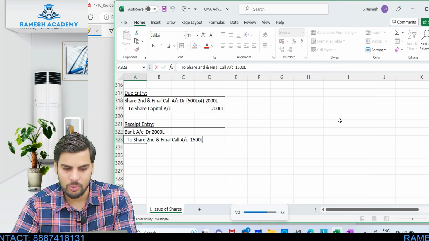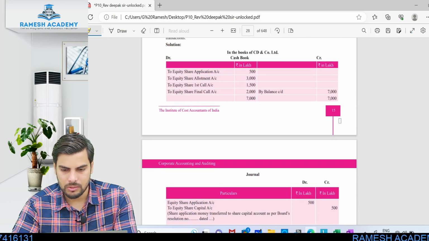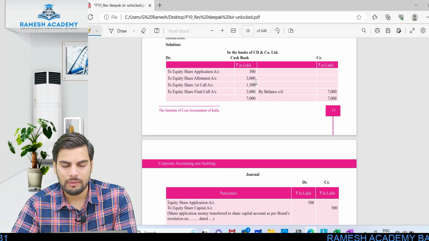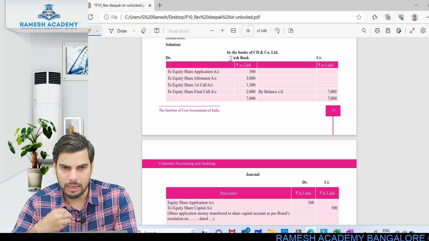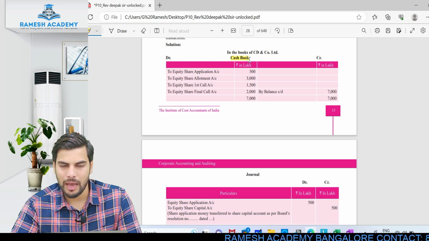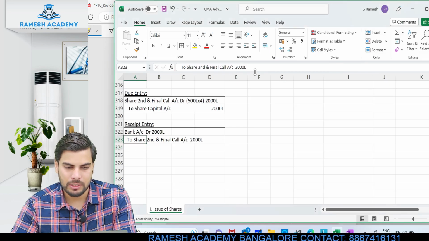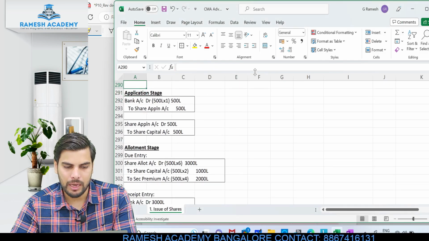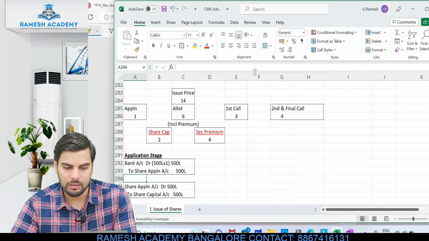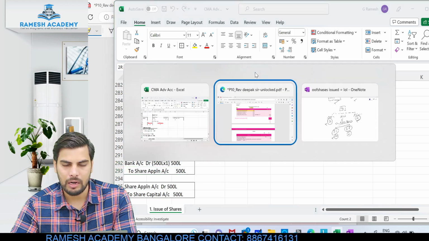If you just have a look at the study material, the same entry they would have passed. Just go through it. The only thing they have done is, instead of passing the journal entry, wherever the amount was actually received, they have given effect in the cash book. This is as good as your bank account. So bank account debit to equity share application account 500 lakh. This is our first entry, right? Wherever it is bank account, they have given effect straight away in the cash book. Bank account debit to share application 500 lakh.